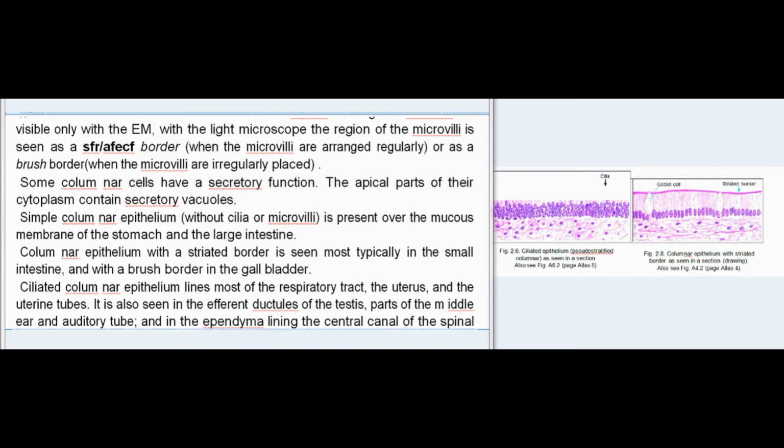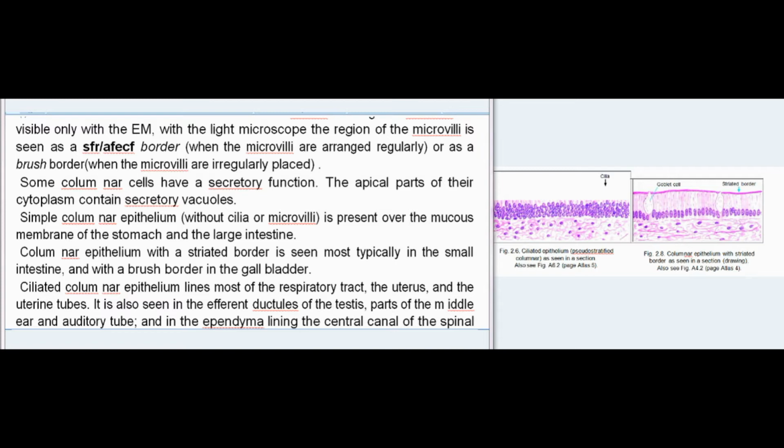Some columnar cells have a secretory function. The apical parts of their cytoplasm contain secretory vacuoles. Simple columnar epithelium, without cilia or microvilli, is present over the mucous membrane of the stomach and the large intestine. Columnar epithelium with a striated border is seen most typically in the small intestine, and with a brush border in the gallbladder.